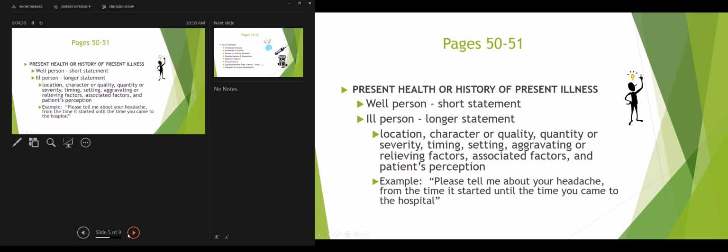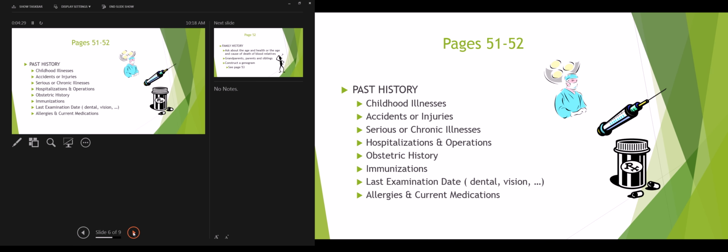But again, on the person that you're going to be doing, should be a well person, so just a short statement about how they feel their general state of health is. Then we're going to move to past history. And this includes a lot of little things that you are going to have to include to get full credit. This is on page 51 and 52 in your book.